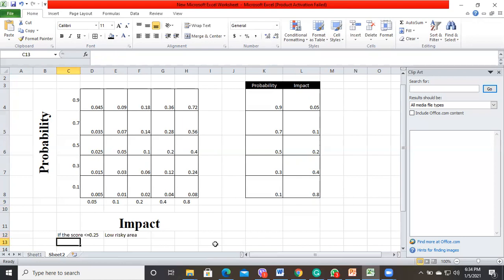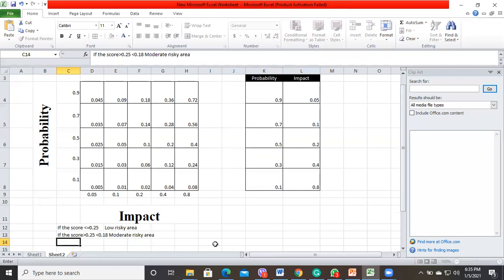Okay, otherwise if the score is greater than 0.25 or less than 0.18, we can say moderate risky area. මේ decision criteria එක project එකෙන් project එකට වෙනස් වෙන්න පුළුවන්.